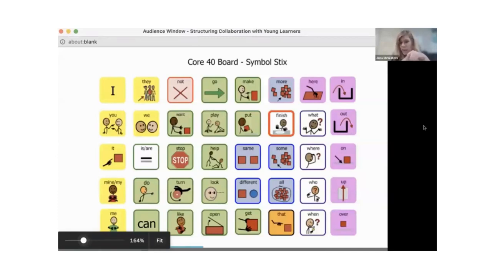And I always put a plug in if this is something that you find that your students in your classroom may benefit from. Contact your speech language pathologist. They can get you all set up with this. They can show you how to use it the most effectively.